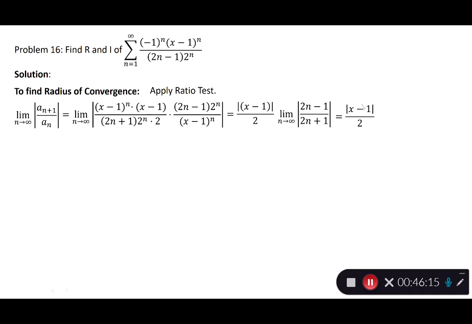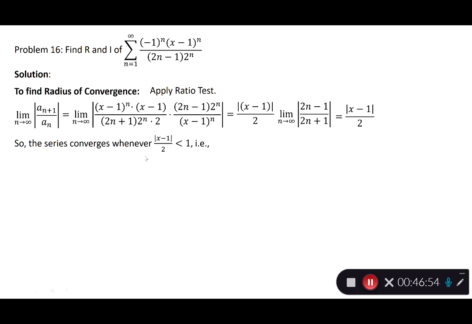When does this series converge? Whenever this limit is less than 1. Right? What's the radius of convergence? So the series converges whenever absolute value of x minus 1 over 2 is less than 1. What's the radius of convergence? Be careful. Go back to the definition. If a power series sigma c sub n x minus a to the n converges whenever absolute value of x minus a is less than r.